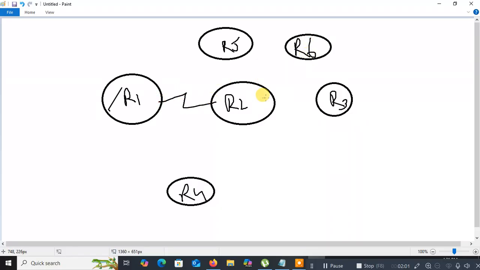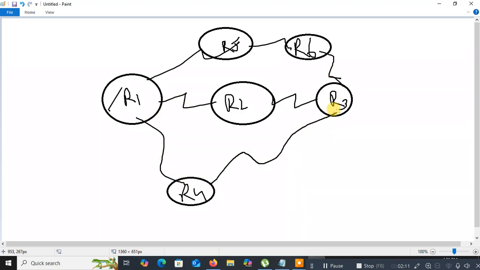They are connected with the WAN interface. Routers are connected with the WAN interface. Always, router to router will be connected through the WAN interface. It is also known as the serial interface. It is drawn like a Z symbol, the Z. This is the WAN connection.